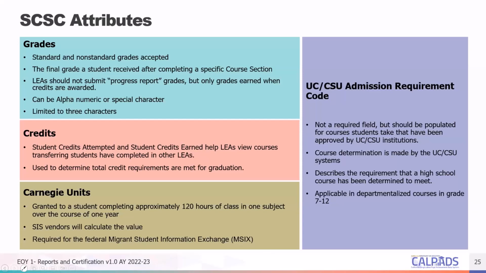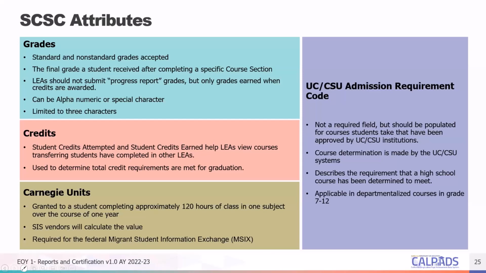2 semester-long courses equal 1 year-long course. 1 year-long course constitutes 1 Carnegie unit. Semester courses constitute 1/2 of a Carnegie unit. Most school districts award 10 local units for each Carnegie unit and 5 local units for a semester course. So that is Carnegie units.